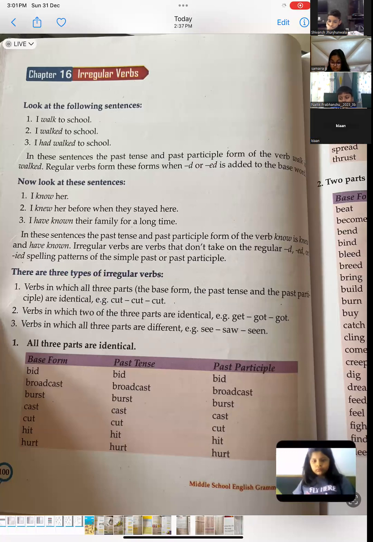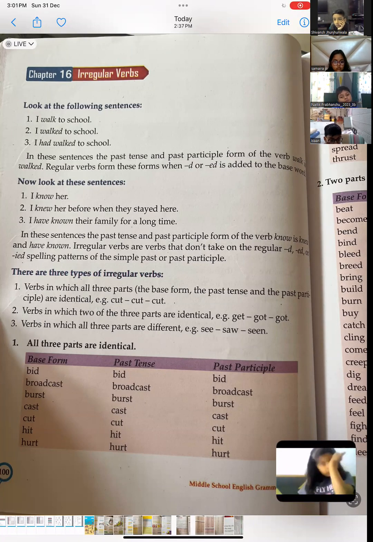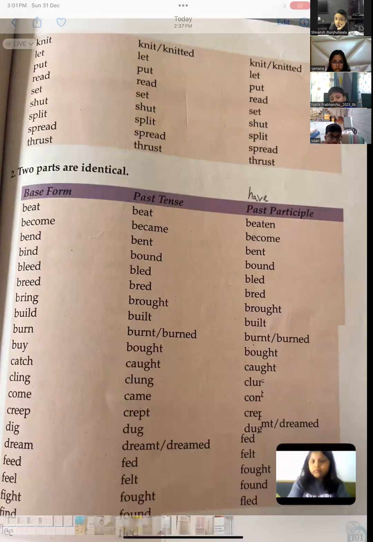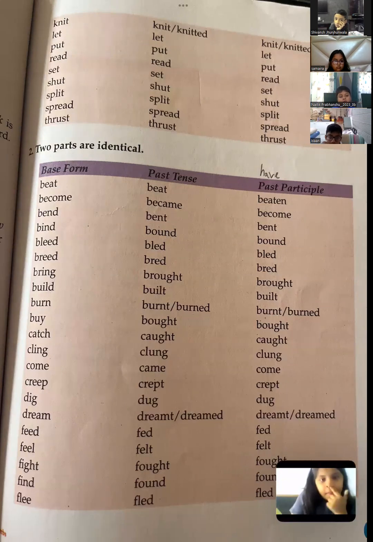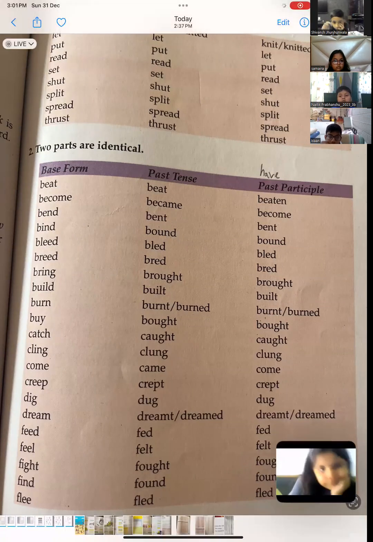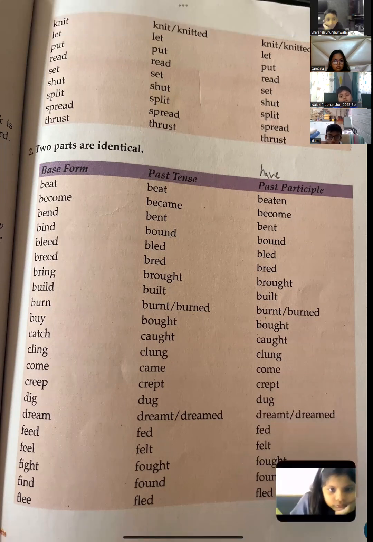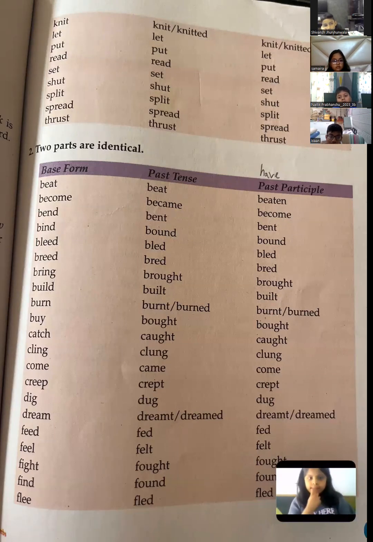that is broadcast. Okay. Burst, bursted, bursted, never. It's burst, burst, burst. The firecracker burst. Even in the past tense, you're going to use it in the same way. Cut, cut, cut, hit, hit, hit, hurt, hurt, hurt. Next, knit, knitted, knitted. So knit can either be used in the past tense with ed or just as it is. Can you see my screen properly? Yeah. Let, put, read, read, read.